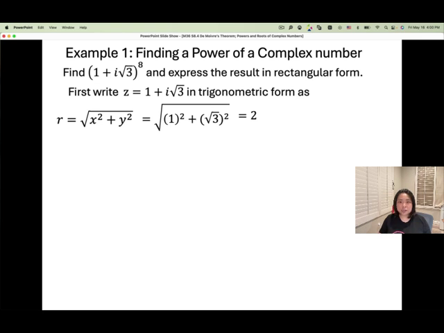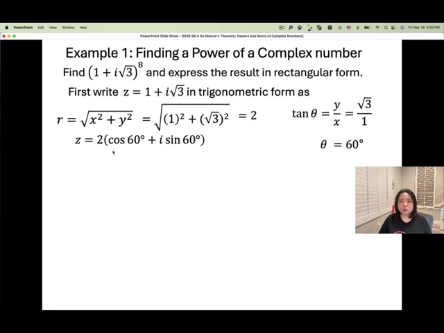Now we find the argument, theta. Tangent theta equals y over x, which is square root of 3 over 1. Since 1 and square root of 3 are in quadrant 1, the angle is 60 degrees. Then my complex number becomes 2 cosine 60 degrees plus i sine 60 degrees. Now we want this to the power of 8.